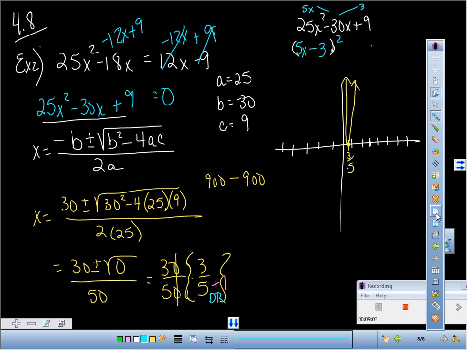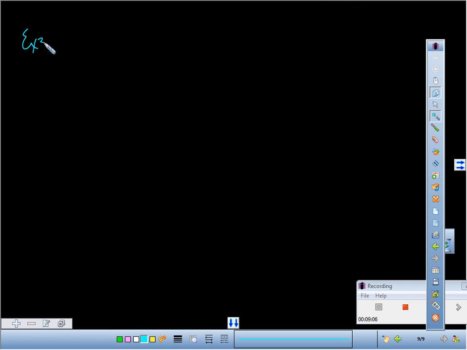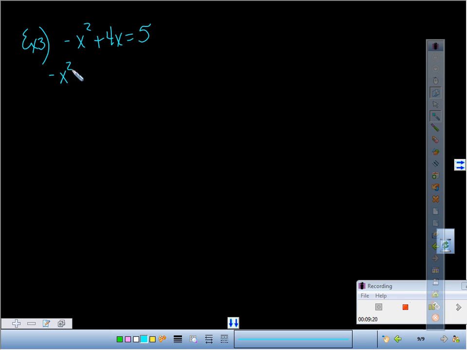Okay, so let's do example 3. Example 3 looks like this. Negative x squared plus 4x equals 5. All right, tell me what to do first. Okay. Remember, in order to use the quadratic formula, it has to be in standard form, which is ax squared plus bx plus c equals 0. Okay, so here it is. Now what are you going to do? There you go. A is equal to what? -1. What's b equal to? 4. What's c equal to?